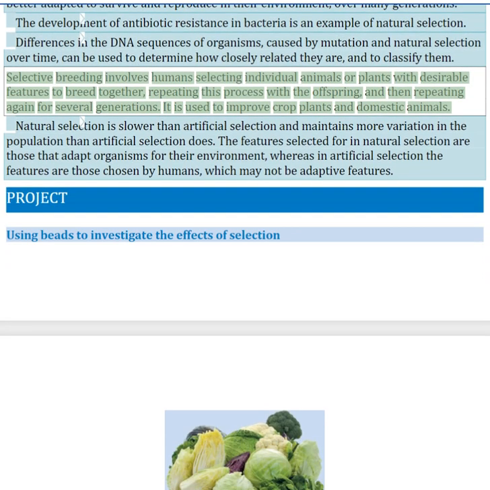Selective breeding involves humans selecting individual animals or plants with desirable features to breed together, repeating this process with the offspring, and then repeating again for several generations. It is used to improve crop plants and domestic animals.